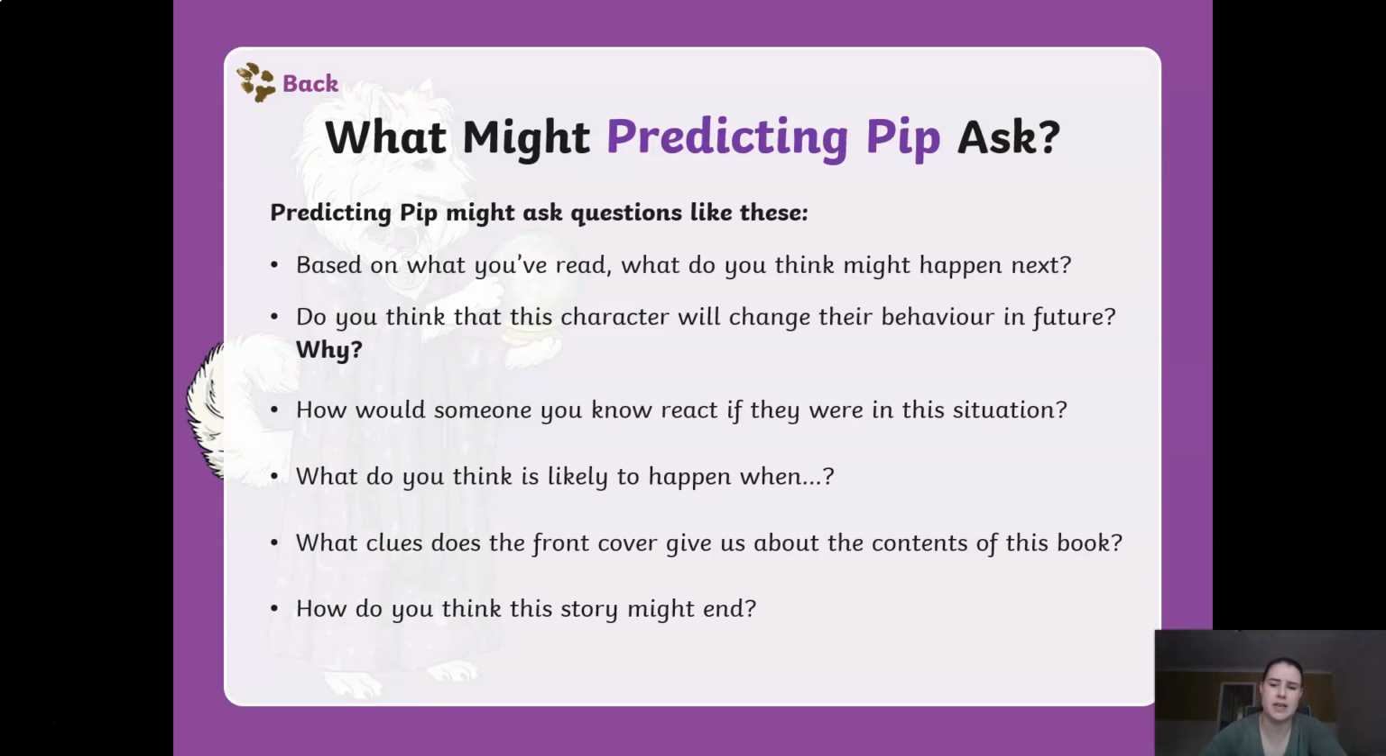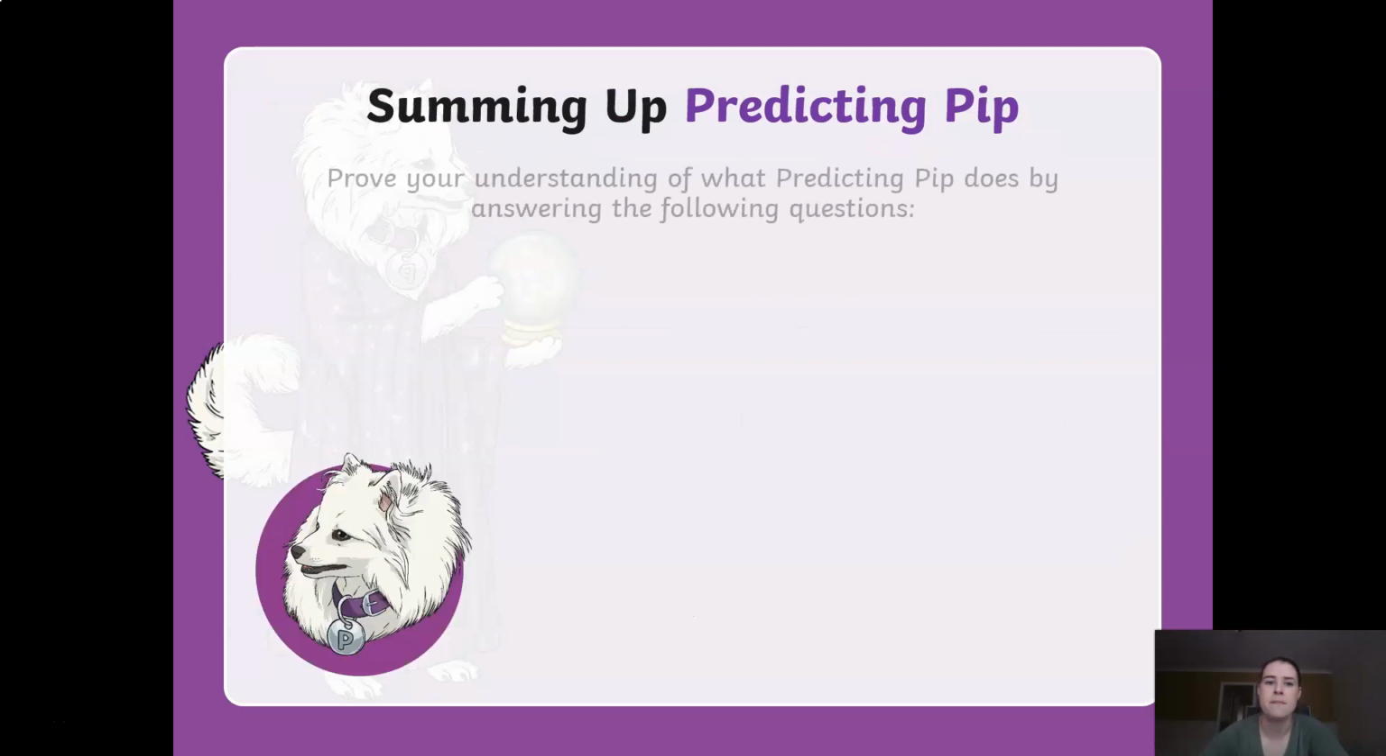What clues does the front cover give us about the contents of this book? That's the one we always assume is going to be a prediction question. We do that at the beginning of every piece of reading that we ever do, so we can see what we might already understand about the text. And how do you think the story might end? So a lot of that is going to be based on clues of what you can see and what you've already read that's then going to help you, okay?